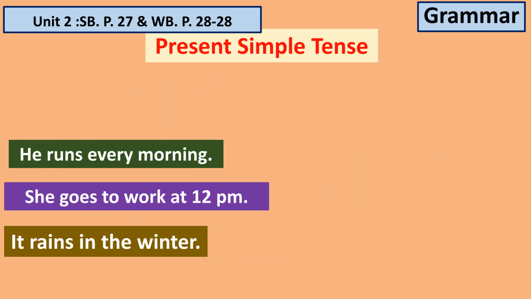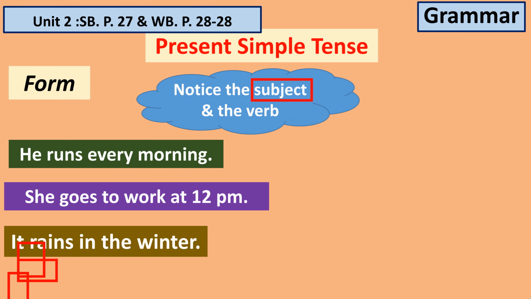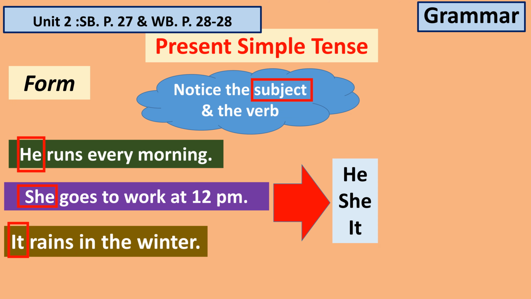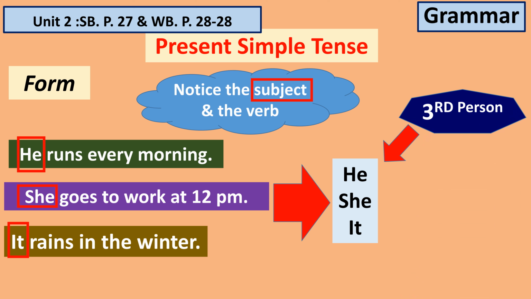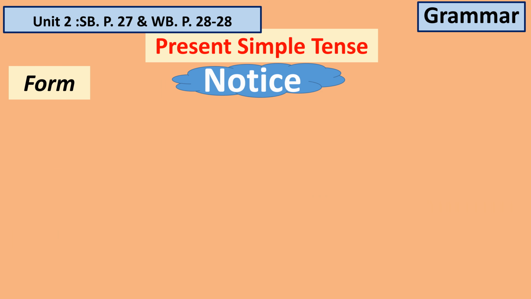Okay. Now, I want you just to pay attention to this example. Read it with me, okay? He runs every morning. She goes to work at 12 p.m. It rains in winter. Have a look at the subject: he, she, it. We consider this one a singular subject, third person. Notice this one. We have the verb plus s or es.